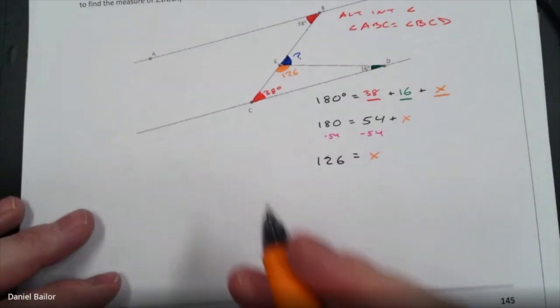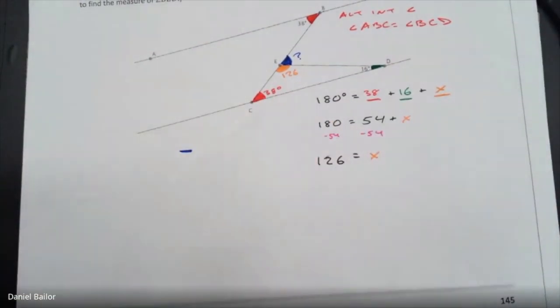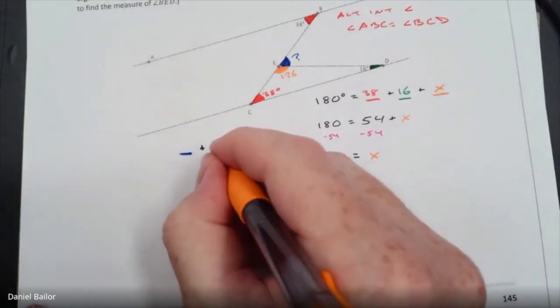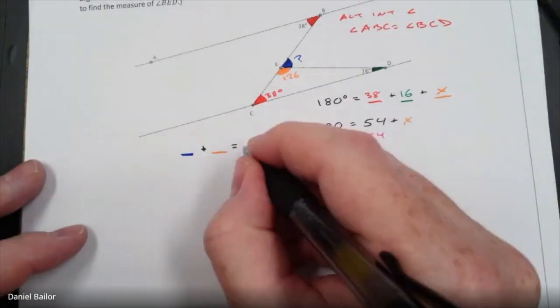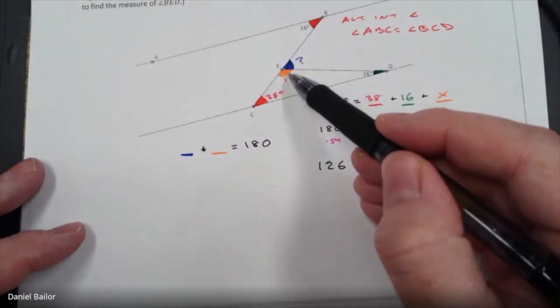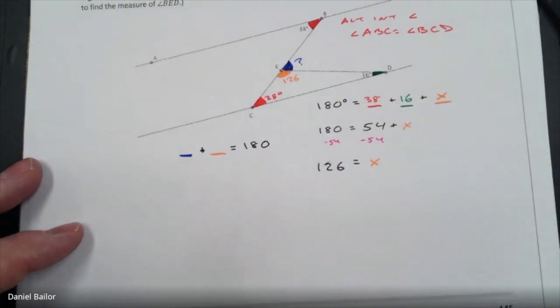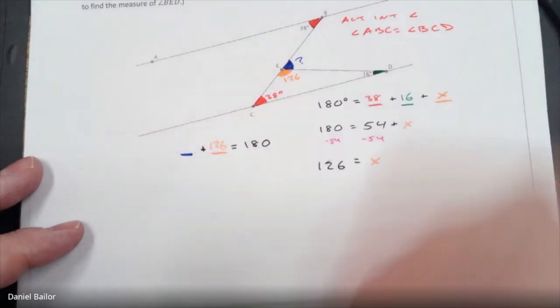Which means the blue plus the orange make a straight line. And you know from your notes, you know from rules that a straight line is 180 degrees. So the blue and the orange make a straight line. The blue and the orange make 180 degrees. So now you know the orange is 126.